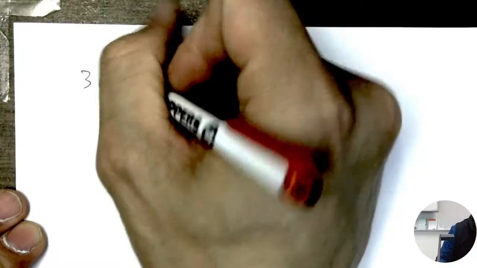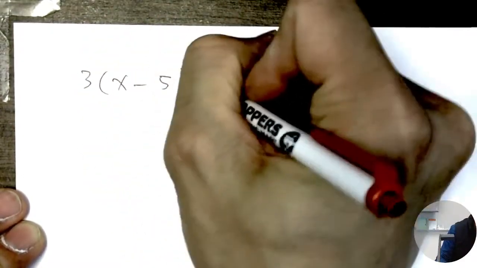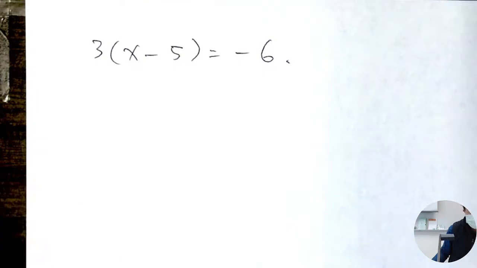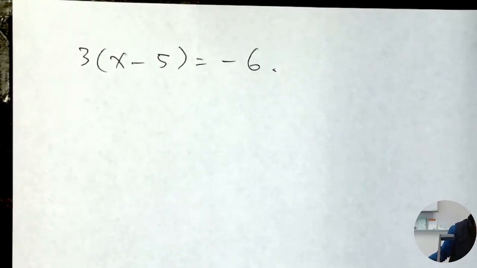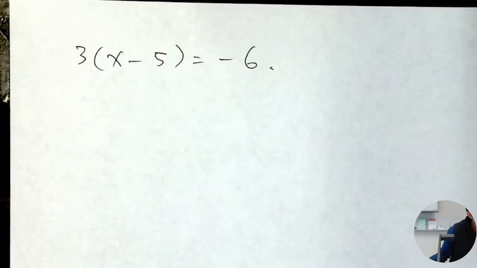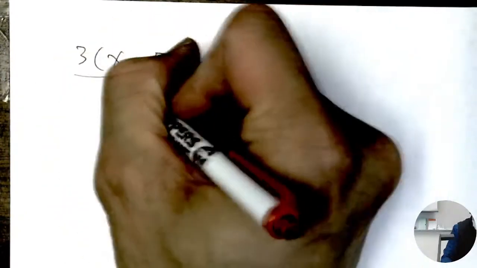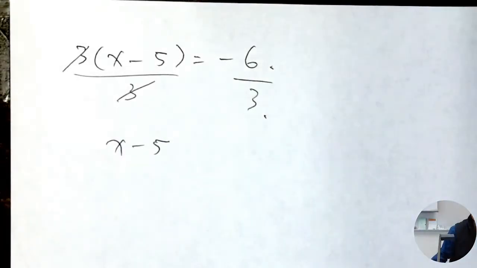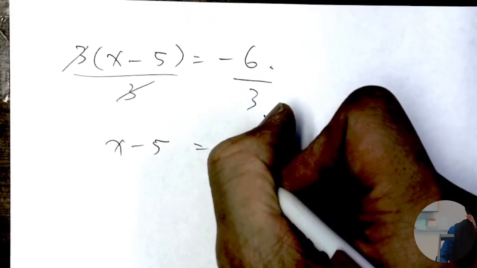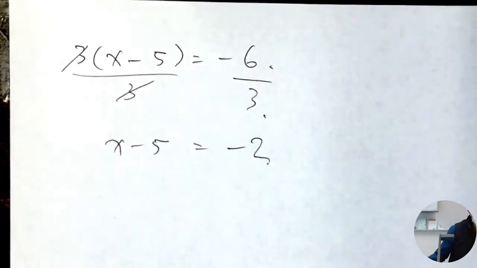You have 3 times x minus 5 equal to -6. Okay, what do we do here? What do we do here based on the last example? Luis. Divide by 3 both sides. So we have x minus 5 with the bracket gone, right? And then over here I have -2. What do I do next? Continue, please.